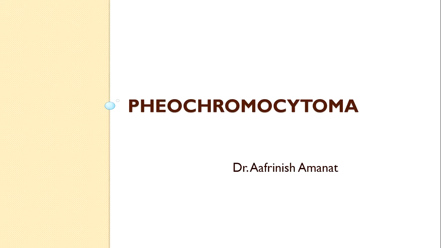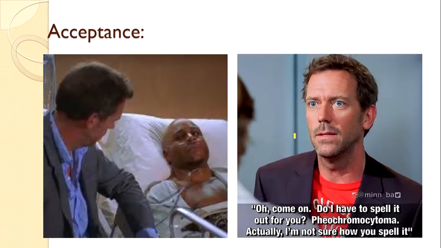Bismillahirrahmanirrahim. Today I am going to teach you about a very interesting tumor, Pheochromocytoma. There was an episode of House, its title was Acceptance, in which the victim committed a murder and he had sudden attacks of rage. He was brought to the hospital and House diagnosed him with a condition entitled Pheochromocytoma. And on the basis of this condition, he was declared innocent by the court.